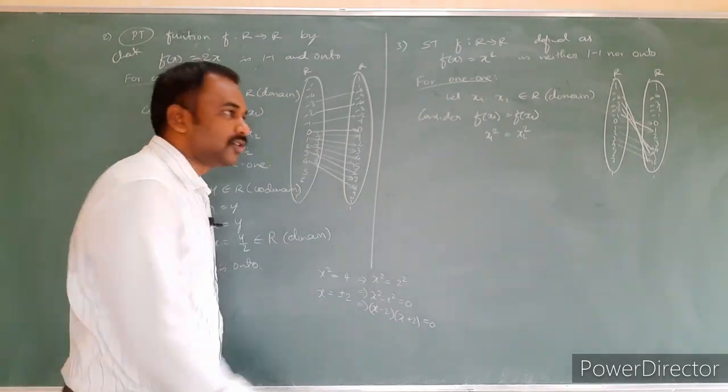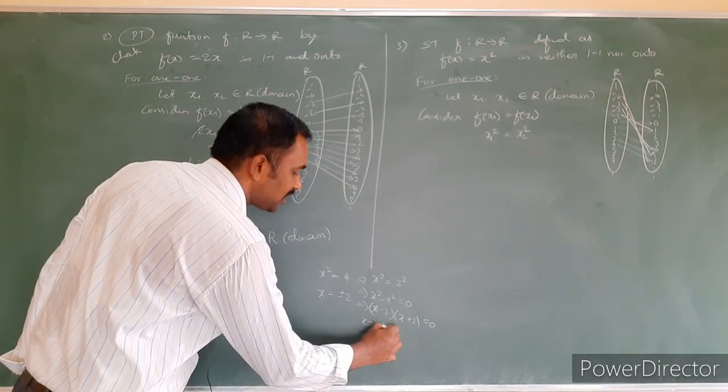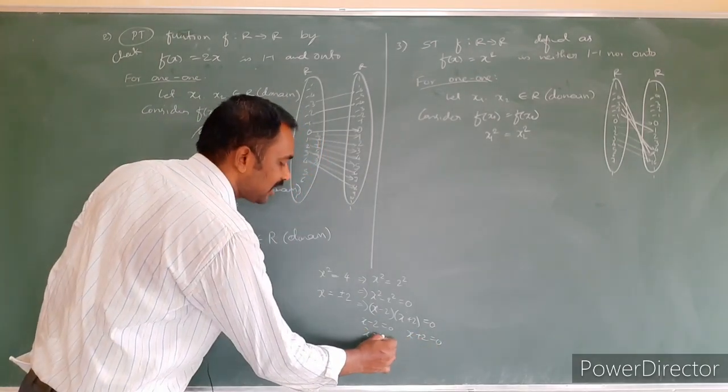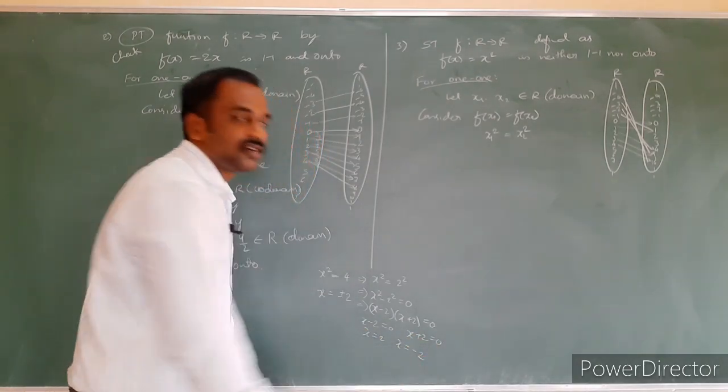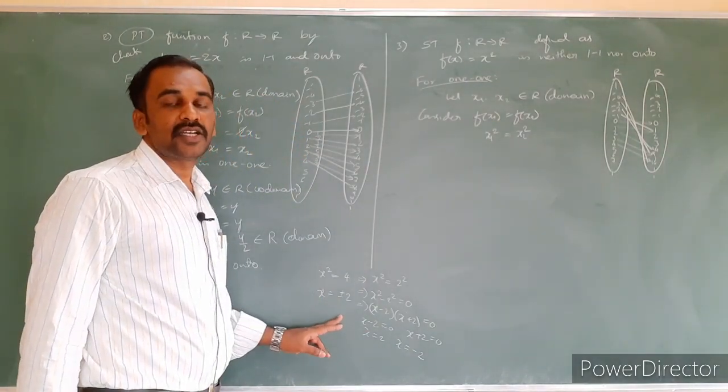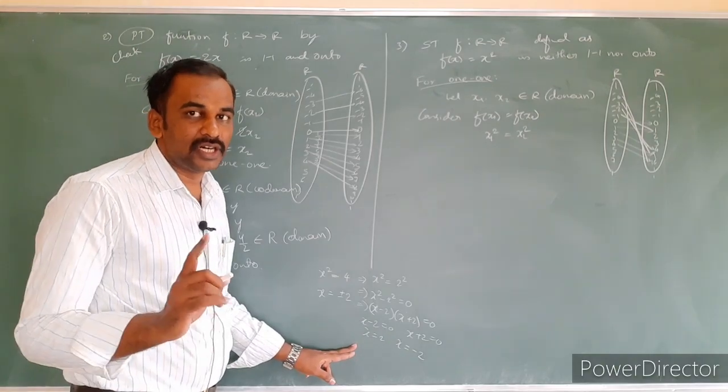Product of two numbers equal to 0, any one of the numbers is 0. Either x minus 2 is 0 or x plus 2 is 0. From this, either x is equal to 2 or x is equal to minus 2. Got it? That's why it is written x is equal to plus or minus 2. Are you sure of my point?